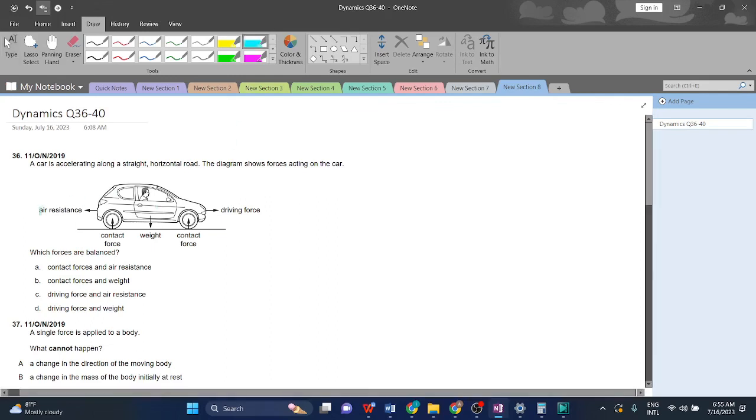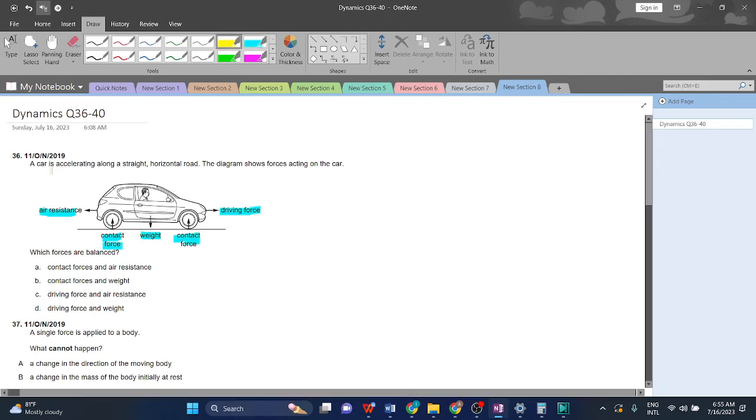अच्छा, there are four forces acting on the car. Air resistance, जो पीछे पुश करती है. Driving force, जो आगे forward push करती है. Contact force, जो ऊपर push करती है. And weight, जो नीचे push करती है. Right? So, which forces are balanced?